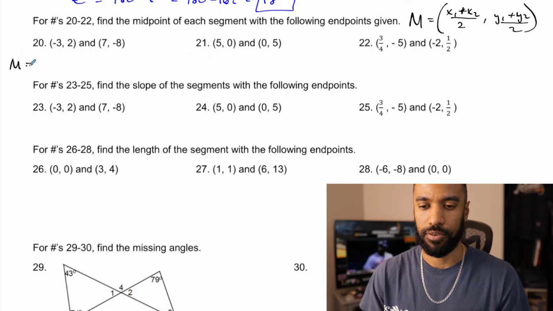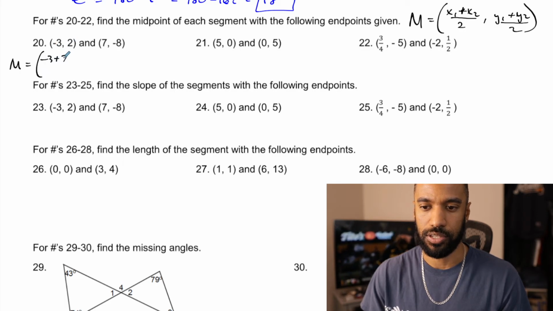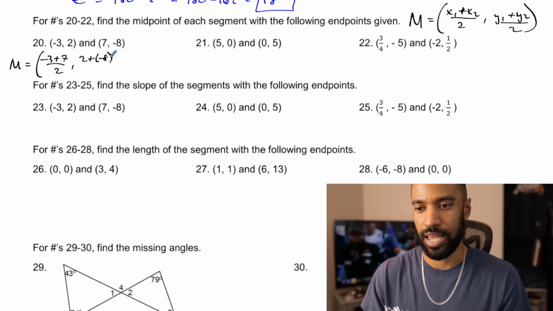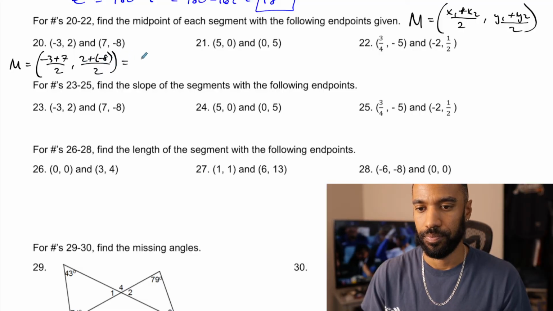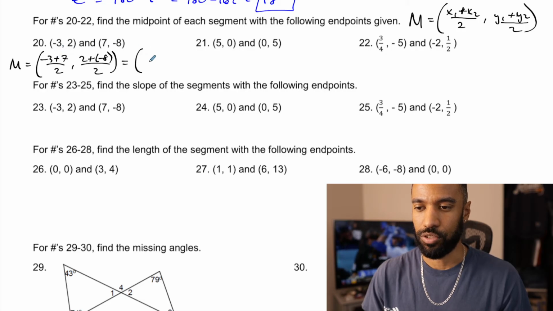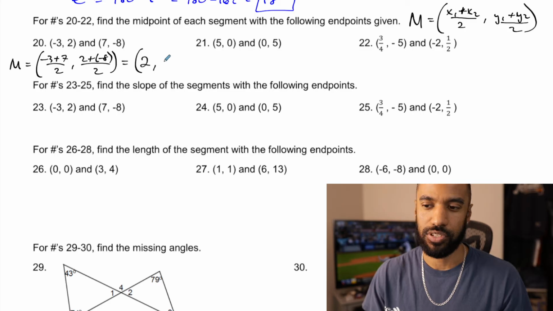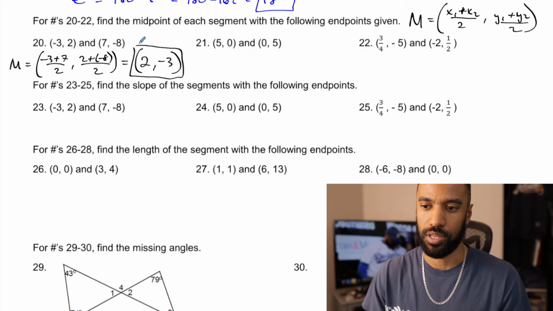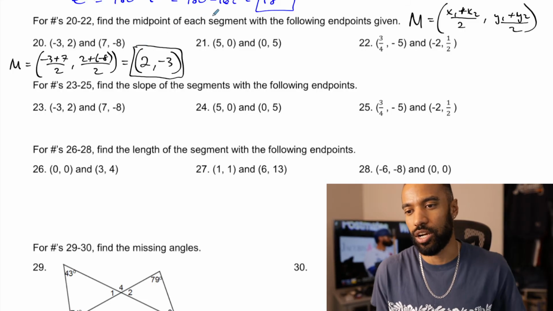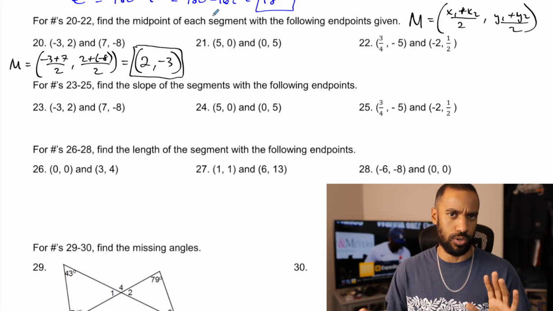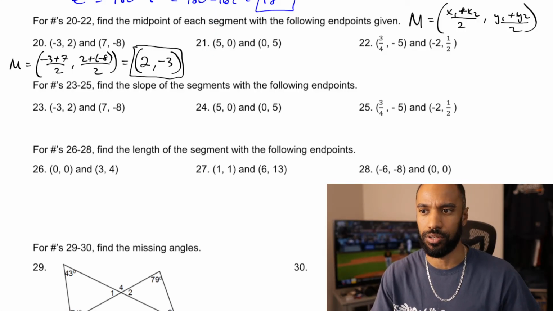So for this one, you take your x's, -3 plus 7, add them and divide by 2. 2 plus -8, add them and divide by 2. -3 plus 7 is 4. 4 divided by 2 is 2. 2 minus 8 is -6. -6 divided by 2 is -3. The midpoint between those is 2, -3. And these are good to see on a graph as well. Even if you don't work them from the graph, it's good to make sense that you've got the answer in the right spot. And here, you did.